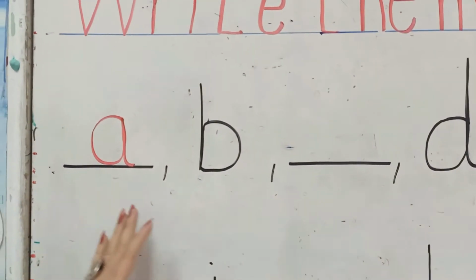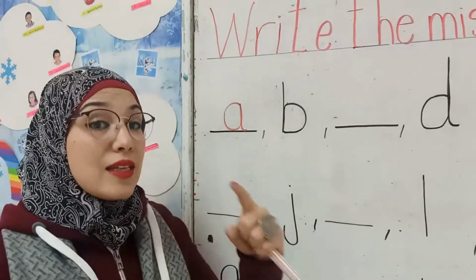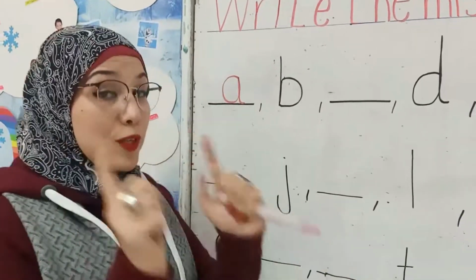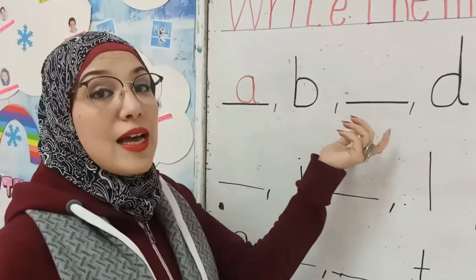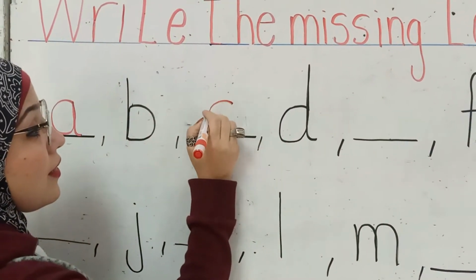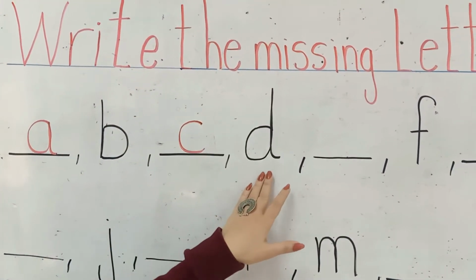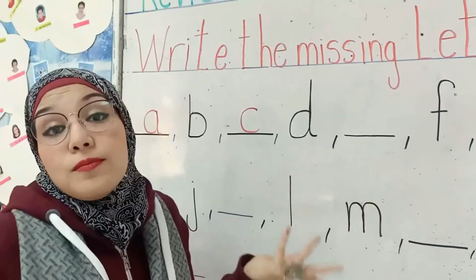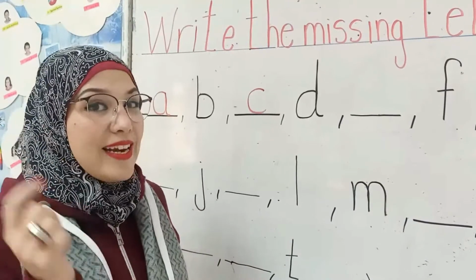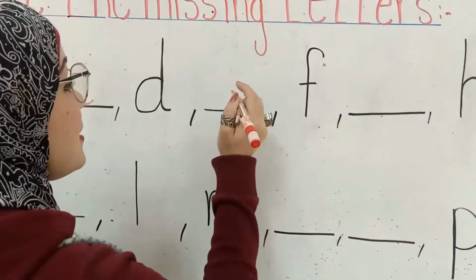After A comes B. Can you tell me, KG1, what is the letter that follows letter B? What comes after B? Super, super, KG1. After B is C. C. After C comes D. What is the letter that follows letter D? Can you tell me? Super, super, I can hear you. E. After D comes E.